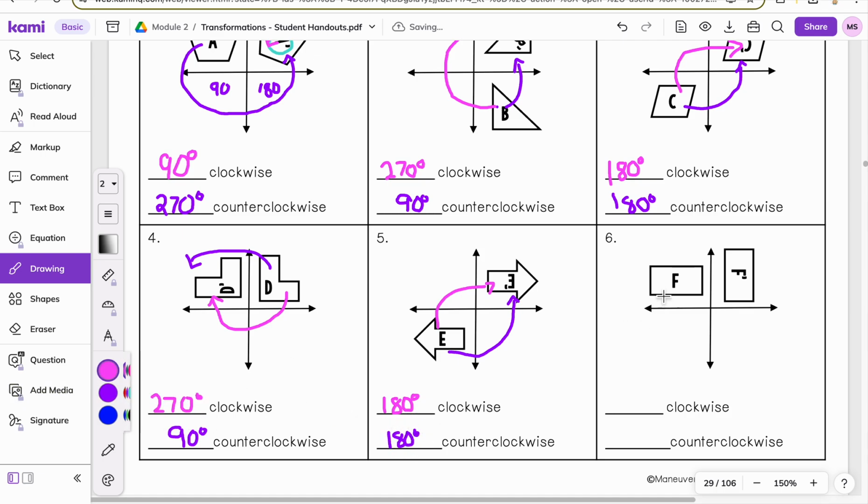All right, the last one, number 6, F to F prime. If we're going clockwise, that is 90 degrees. And counterclockwise, still F to F prime, but I'm going the opposite, 90, 180, 270.